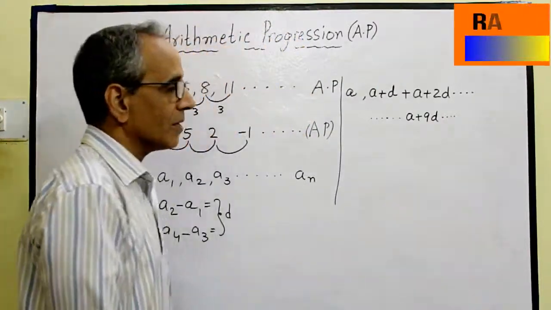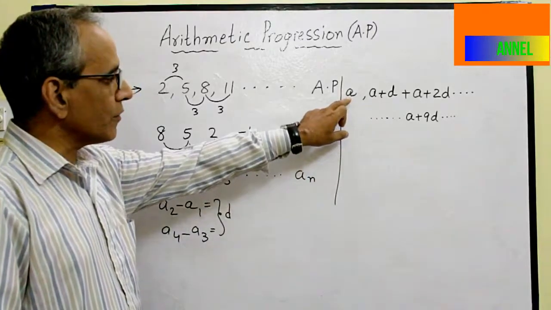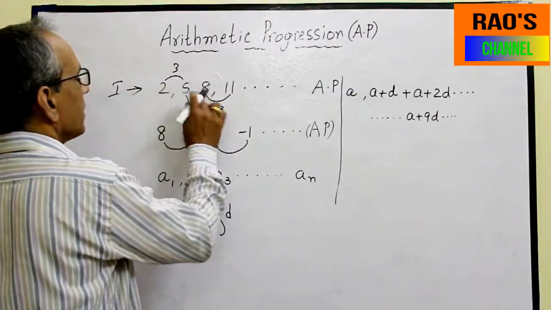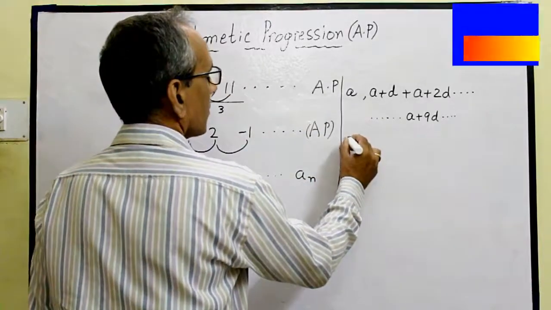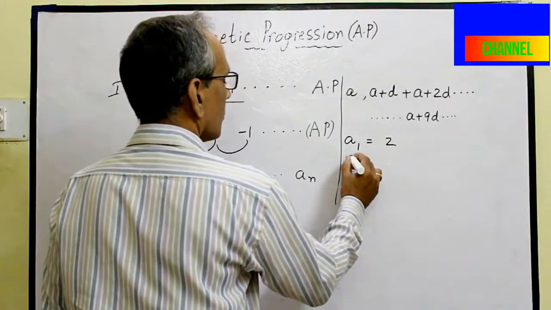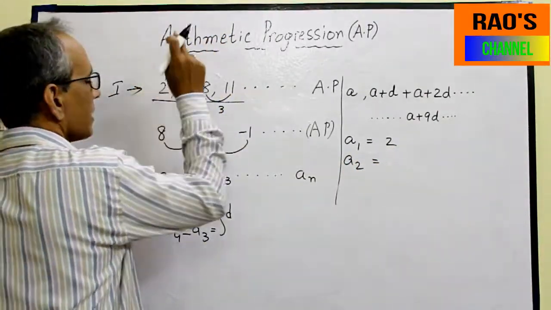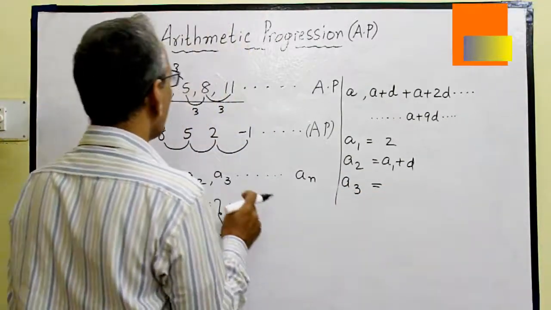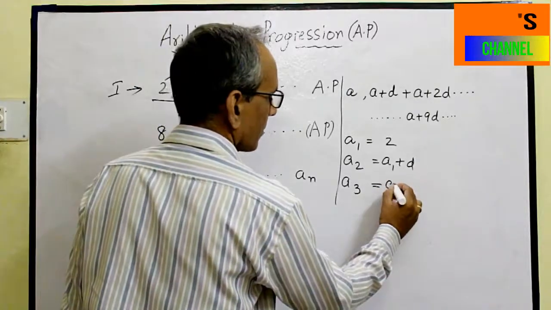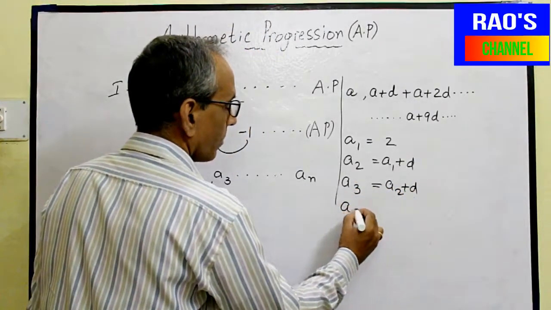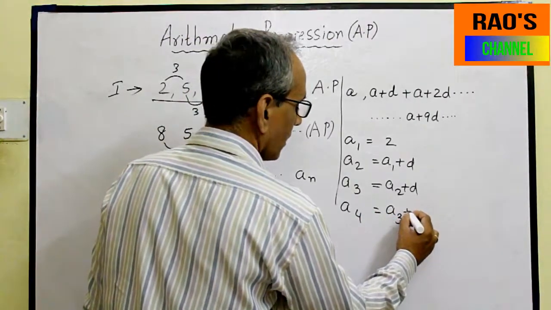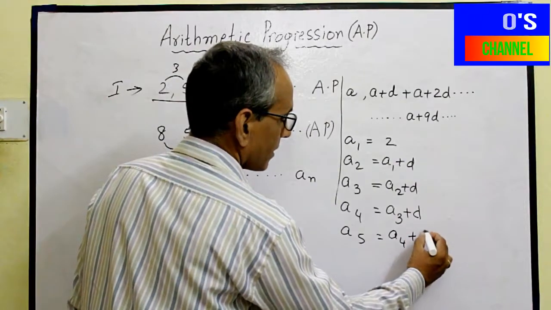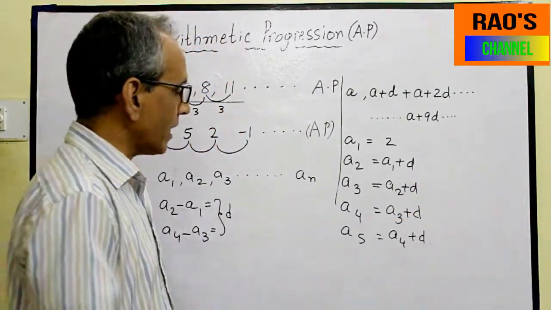What is the nth term now? We define. See here, your first term, that means A1, is equal to A. If I start from the first term in the series, that is 2, 5, 8, 11, A1 is equal to 2 and A2 is obtained by A1 plus D. And A3 is obtained by A2 plus D. Of course, now term 4 is equal to term 3 plus D. So term 5 is equal to A4 plus D. So from this series we can write the nth term also.